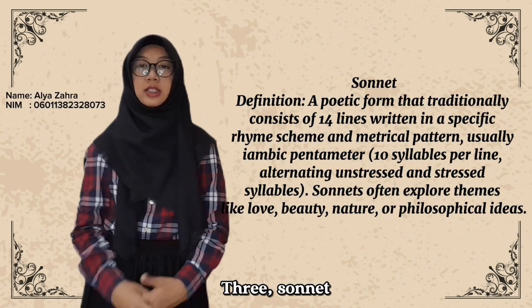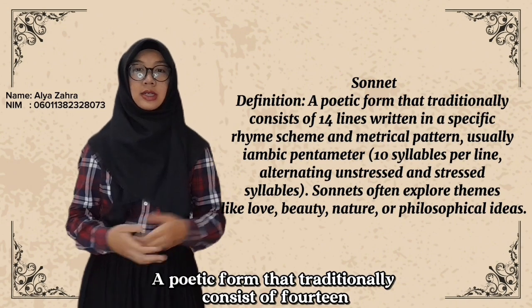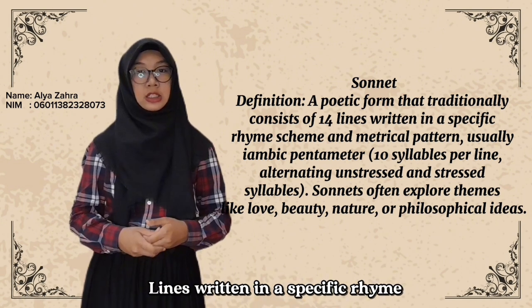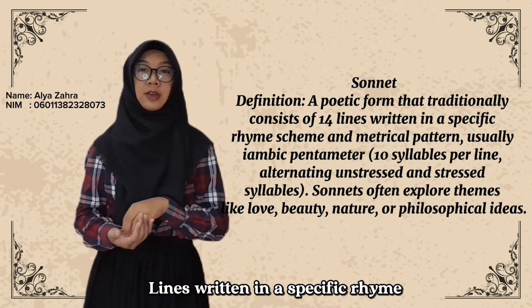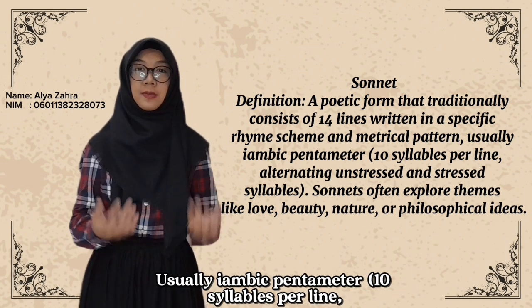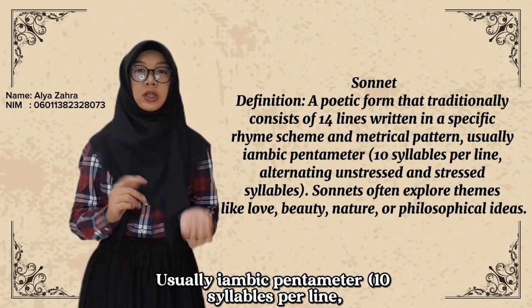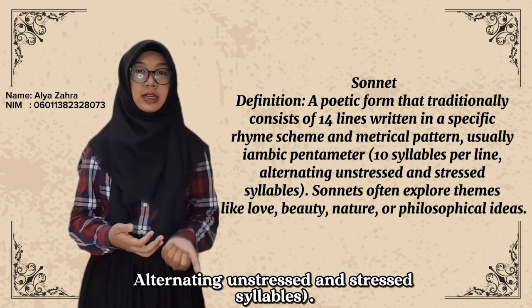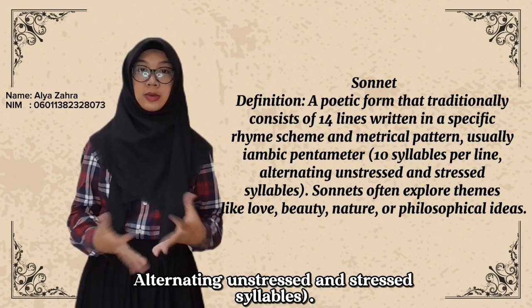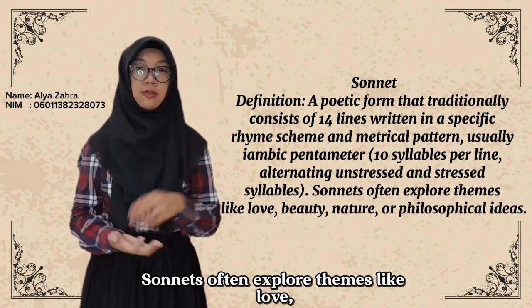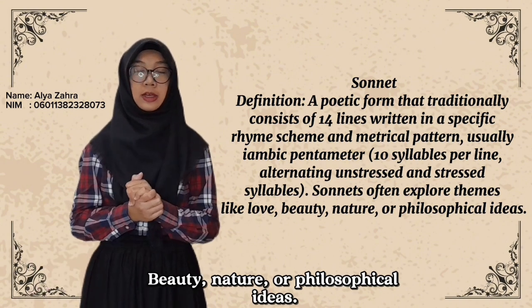Number 3, the sonnet. A poetic form that traditionally consists of 14 lines written in a specific rhyme scheme and metrical pattern, usually iambic pentameter, or 10 syllables per line, alternating unstressed and stressed syllables. Sonnets often explore themes like love, beauty, nature, or philosophical ideas.